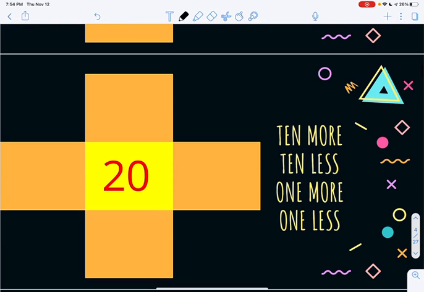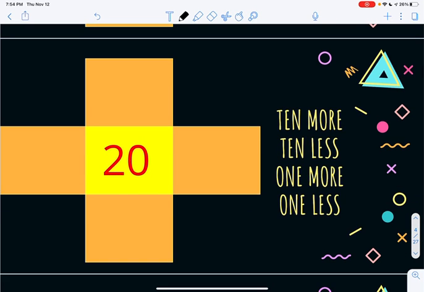Alright, let's go ahead and look at the next one. This one is 20. So this is going to be 1 more up here. This is going to be 1 less over here. 10 more over here. And 10 less over here.